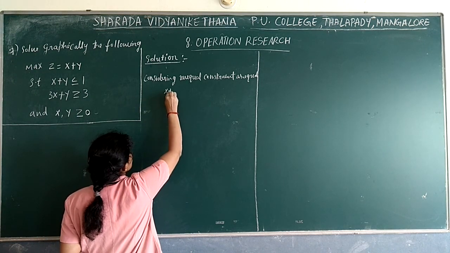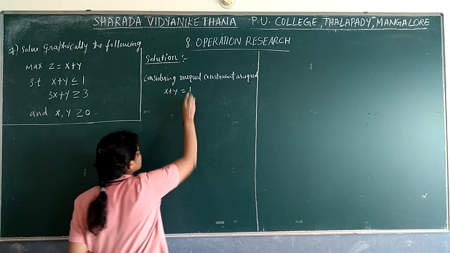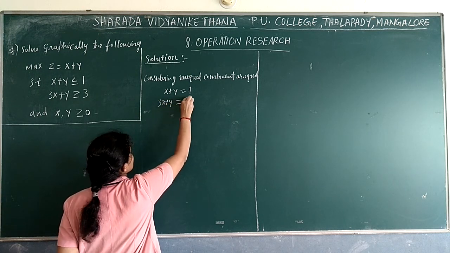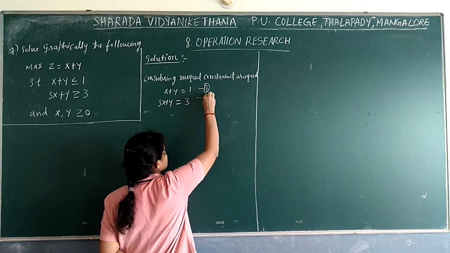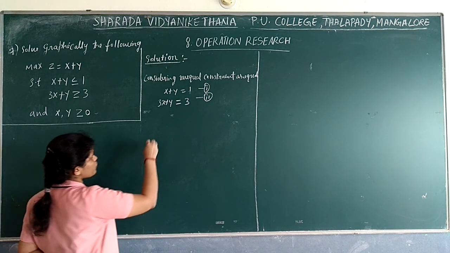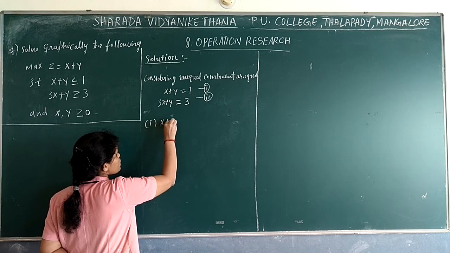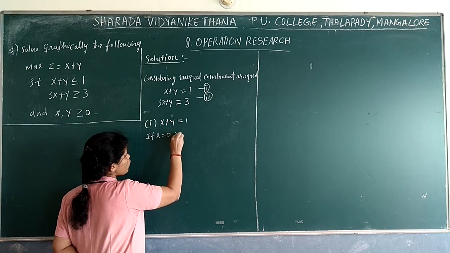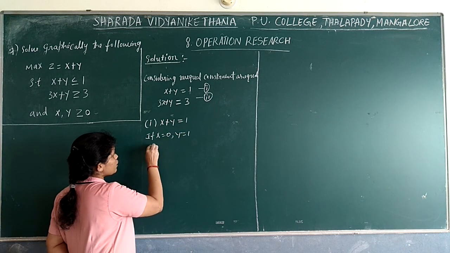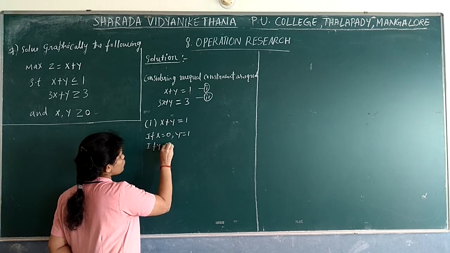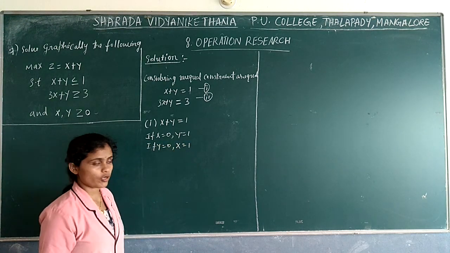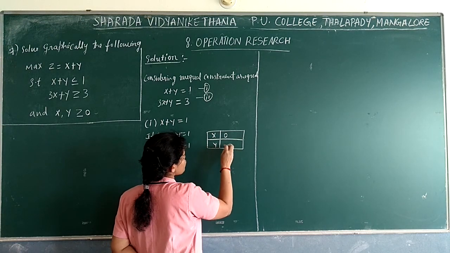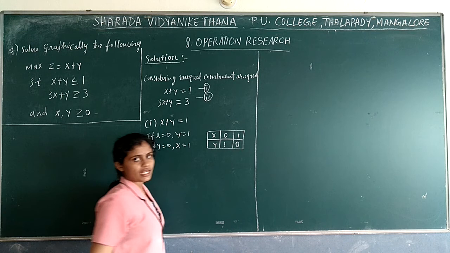Now take the equation x plus y is equal to 1. Then 3x plus y is equal to 3. This is the first equation and this is the second equation. Now take the equations one by one. First one, x plus y is equal to 1. If x is equal to 0, y is equal to 1. If y is equal to 0, then x is equal to 1. Prepare the table: x is 0, y is 1; y is 0, x is 1.